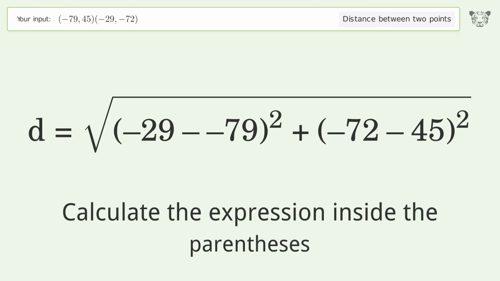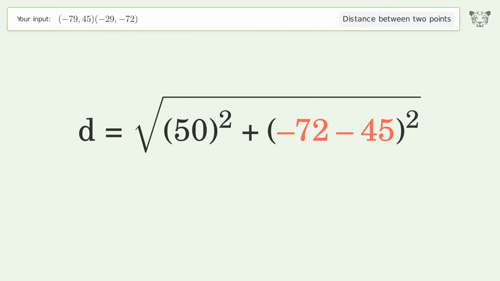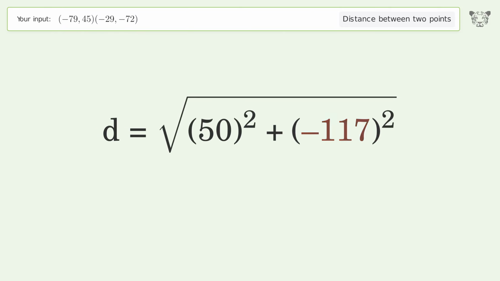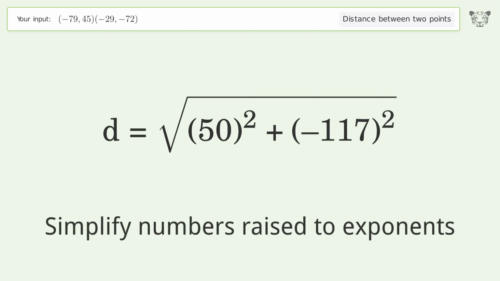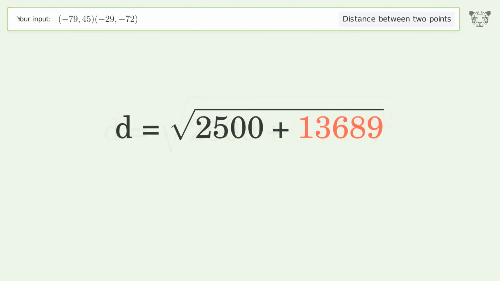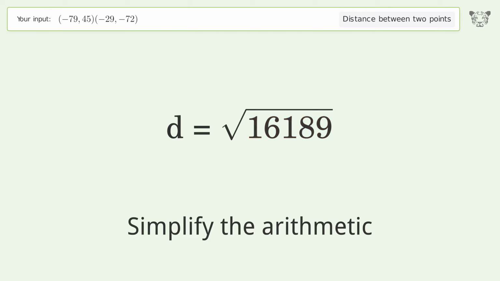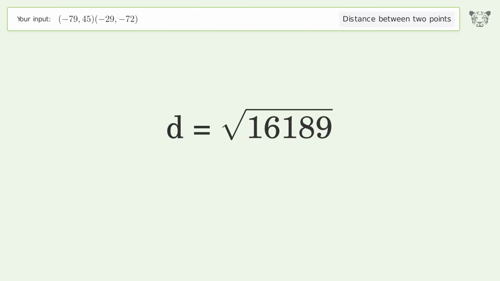Calculate the expression inside the parentheses. Simplify numbers raised to exponents. Simplify the arithmetic. And so the distance between the 2 points is the square root of 16,189 or 127.236.